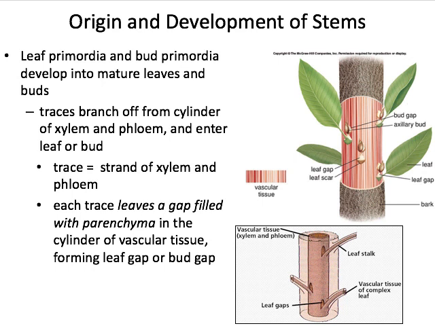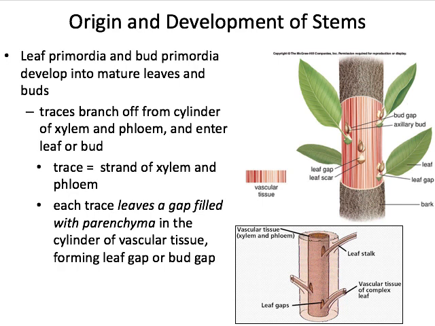Both leaf primordia and bud primordia develop into mature leaves and buds. And as we're examining these different parts of a stem, it can help us look at the development when we examine these parts. So first off, we have these traces. So traces branch off from cylinders of xylem and phloem and eventually enter a leaf or a bud.